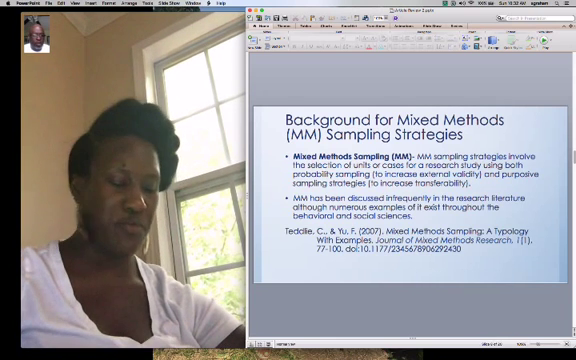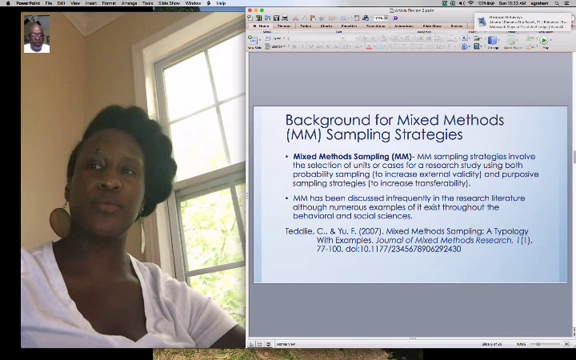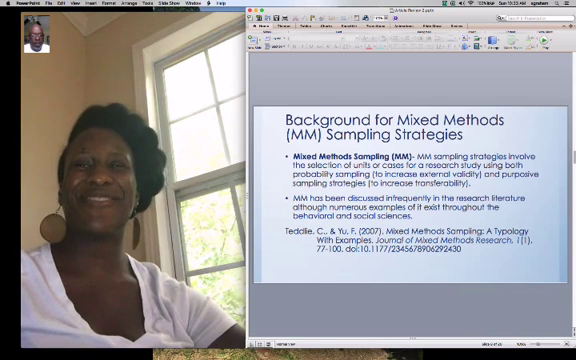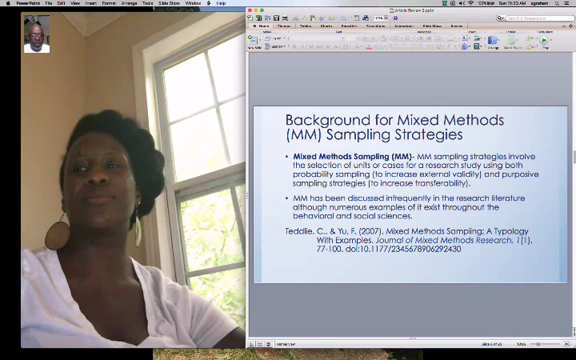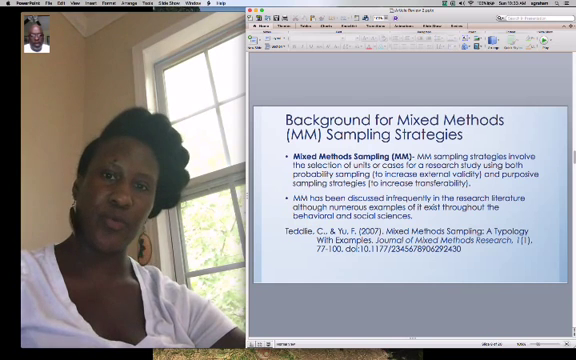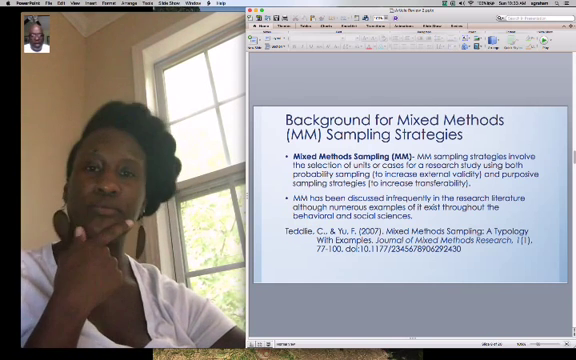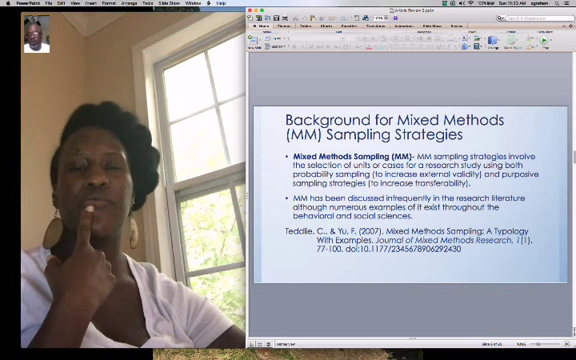The next slide talks about mixed method sampling. Sampling strategies involve the selection of units or cases for a research study using both probability sampling to increase external validity and purposive sampling to increase transferability. Mixed methods sampling has been discussed infrequently in the research literature, although numerous examples of it exist throughout the behavioral and social sciences. As I was starting my research, a lot of this stuff came from the behavioral and social sciences as they were trying to identify and research people.